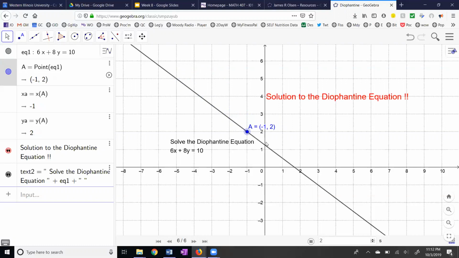Like right here is 1. That was supposed to turn red. How come that didn't turn red? Okay, now it has turned red the way it's supposed to. I have the ordered pair negative 5, 5. Let's check it. Negative 5 times 6 is negative 30. Positive 5 times 8 is 40. Negative 30 plus 40 equals 10. So this has a solution.